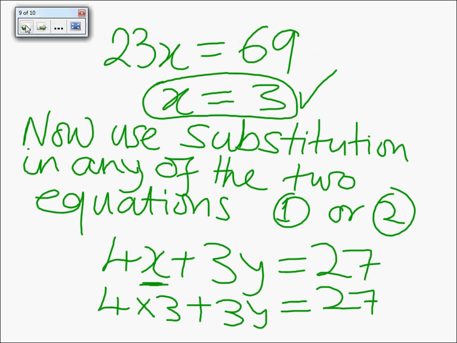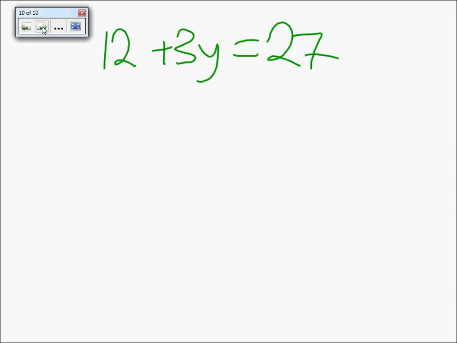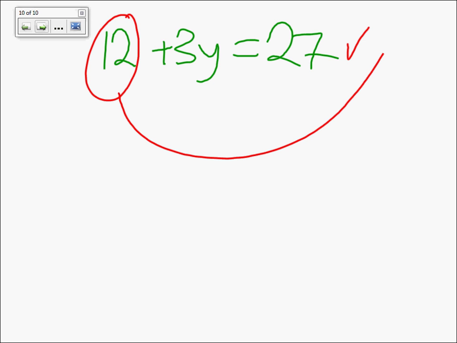You see that? This is the place. You have got to watch carefully. This is the stage. 4 times 3, because the value of x is 3, according to the first calculations. So we have now 12 plus 3y is equal to 27. Once you get to that stage, simple and straightforward, you want to get rid of the 12 to go to the other side, and once you do that, it becomes minus 12.